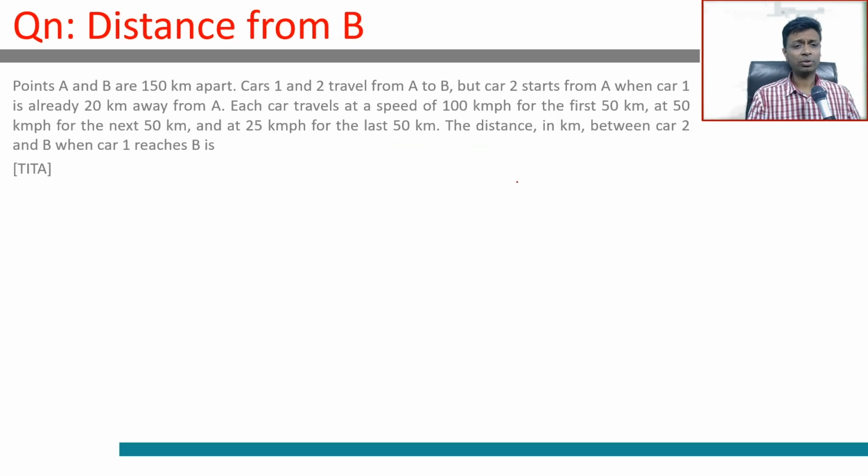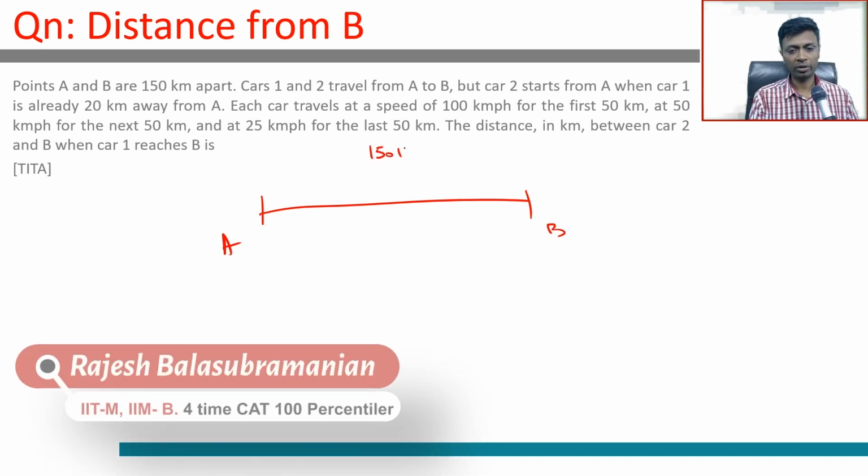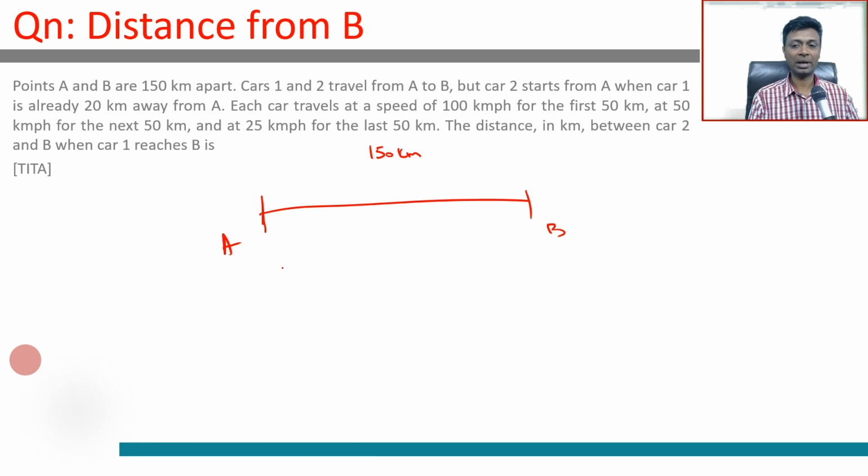Points A and B are 150 kilometers apart. Let's draw this. A here, B here, 150 kilometers. Cars 1 and 2 travel from A to B. But car 2 travels from A when car 1 is already 20 kilometers from A. So car 1 starts first, then car 2 starts. Each car travels at a speed of 100 kilometers per hour for the first 50 kilometers, 50 kilometers per hour for the next 50 kilometers, and 25 kilometers per hour for the last 50 kilometers.